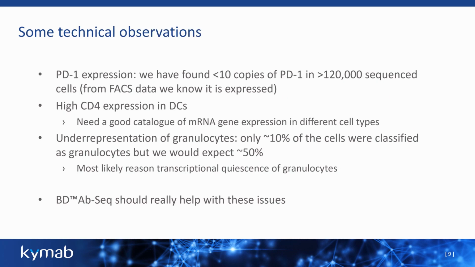And I just wanted to finish off with some technical observations from this piece of work. One thing that we've noticed was that certain genes are just not being picked up. Working in the field of immuno-oncology, PD-1 is an extremely important gene. I'm not sure if you are aware, but Tasuku Honjo won the Nobel Prize last year for the discovery of PD-1 and its use in immuno-oncology. So for us, it's probably the most important gene.